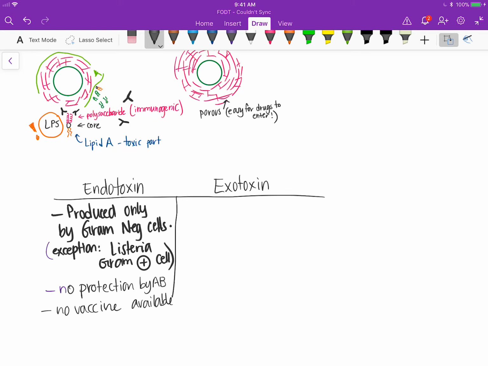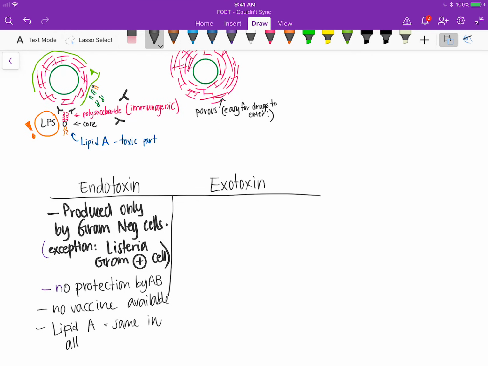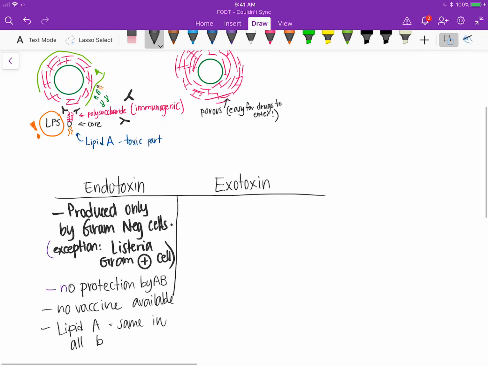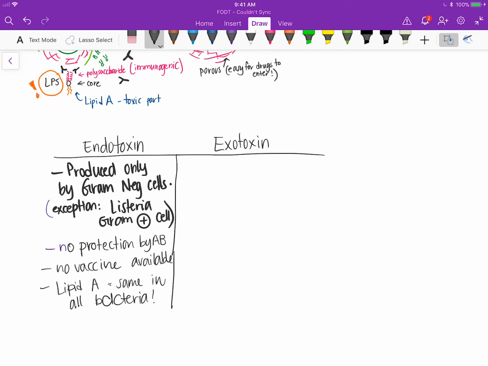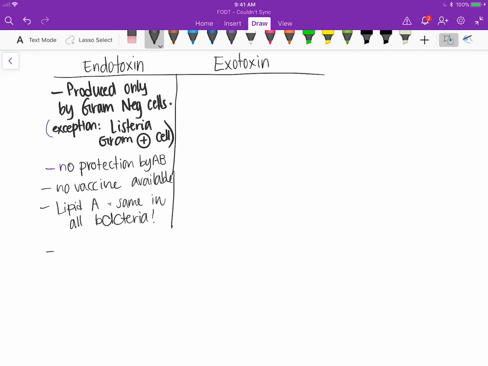We also know that lipid A is the same in all bacteria. And the other thing to know is that the endotoxin is also a lipid. Because it's a lipid, it's heat stable.